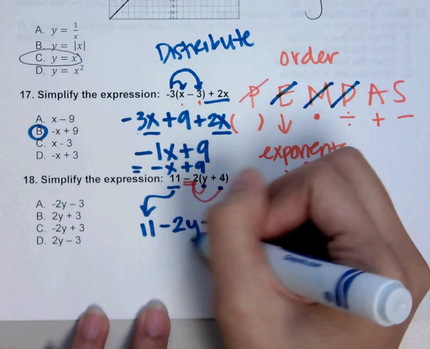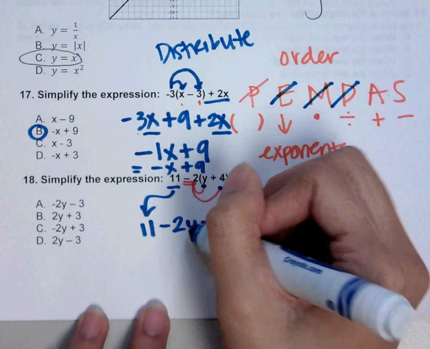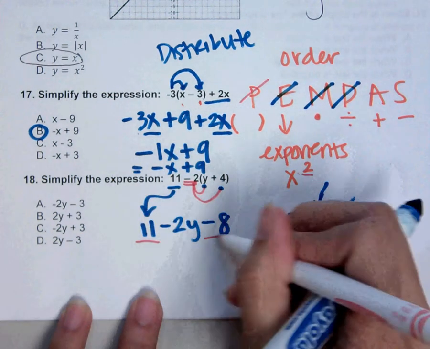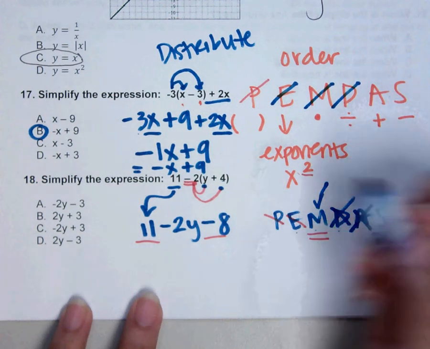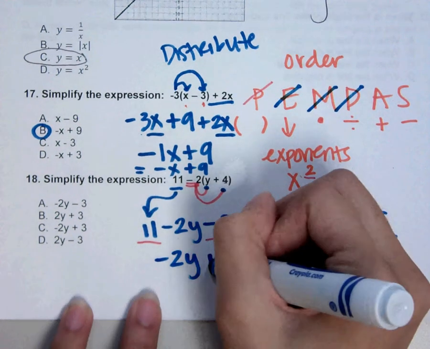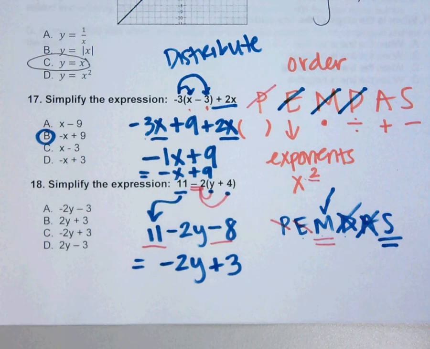So this y is by itself. I can't really do anything with this negative 2y. So let's subtract 11 minus 8. What's 11 minus 8? 3. So it's going to be negative 2y plus 3. It's a positive 3. So which answer gives me that?